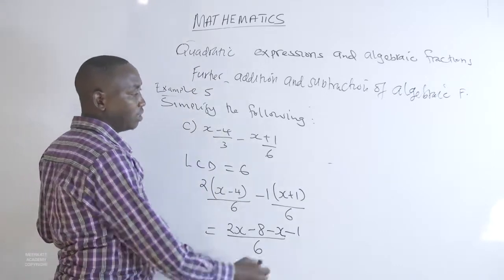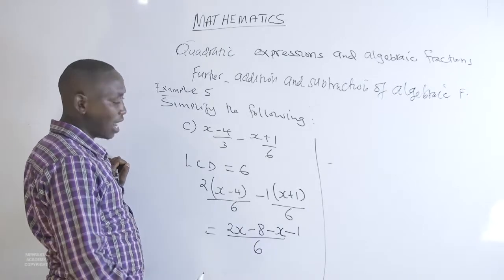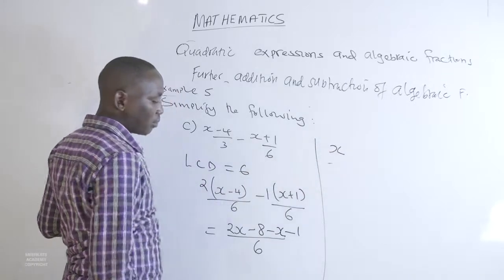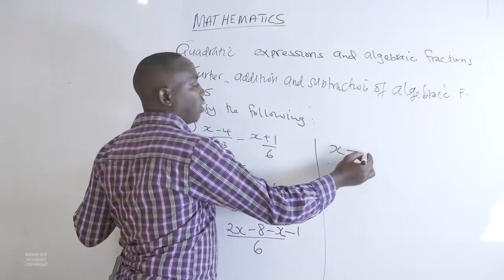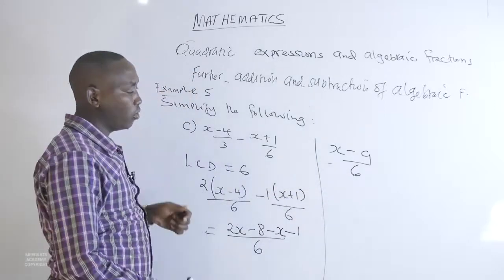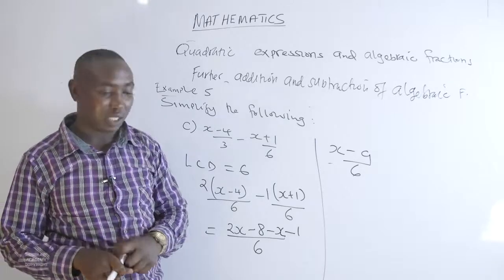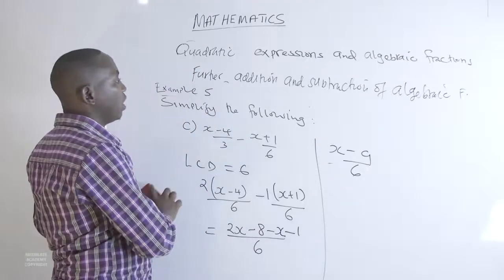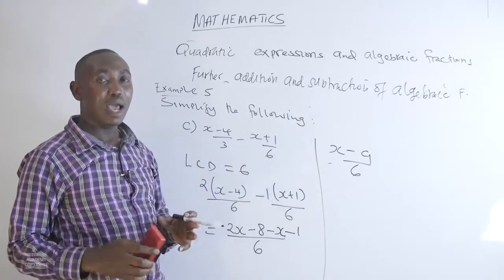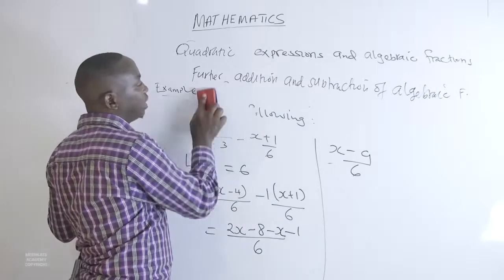We now move on and combine the common factors or the like terms. 2x minus x will give us x. Minus 8 minus 1 will give us minus 9 all over the new denominator, which is 6. We now want to consider cases where we have a negative sign and see the playoff between negative sign and a negative sign under example 6.